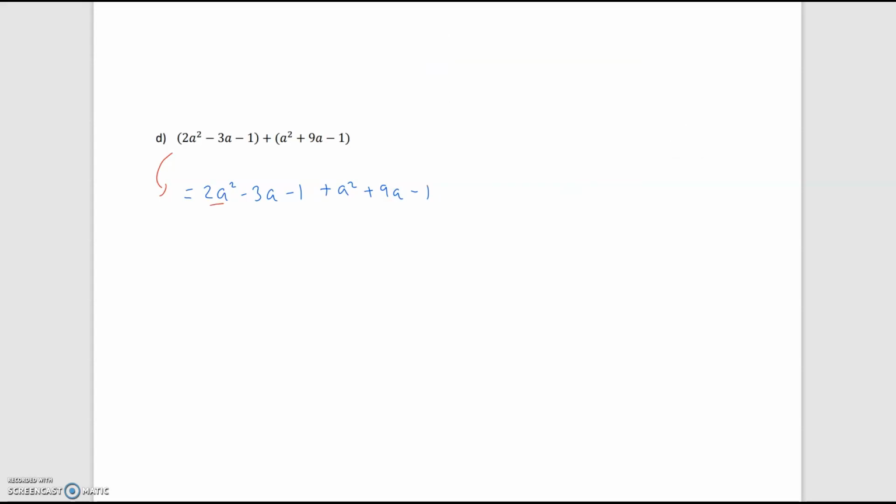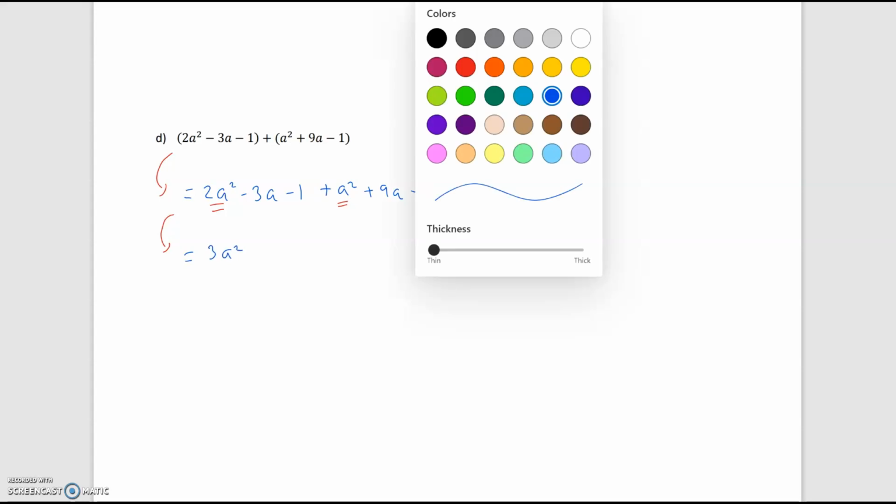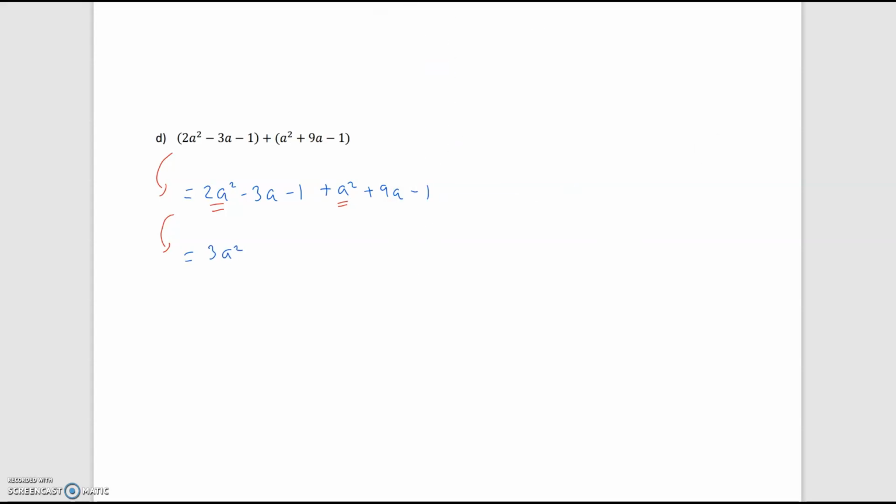And we can combine the a squares. So in this case, we're looking at 2a squared plus an a squared. This is 3a squared. Next, we'll combine the a's. So we have a -3a here, and we can combine it with 9a here. So we're going to end up with 6a positive. And then in our constants, we have a -1 and the addition of another -1. So in this case, we'll be looking at a -2.